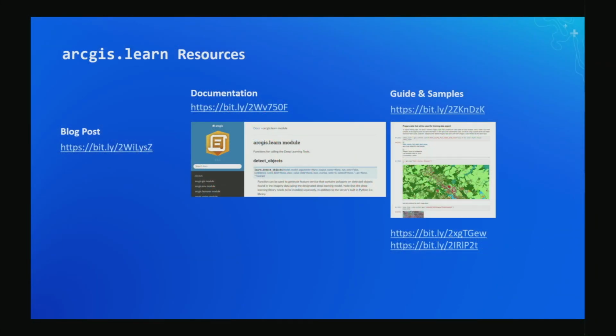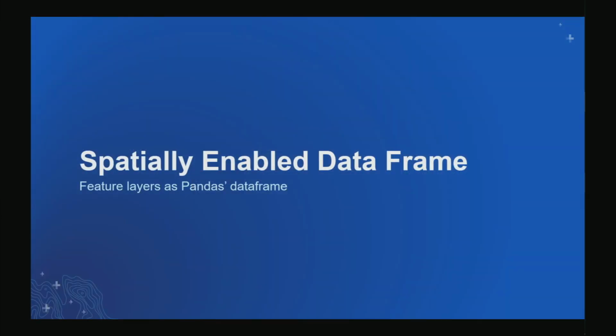So here are some resources. If you want to take a picture, this will help you get started with ArcGIS.learn. We've got a blog post, and on medium.com/GeoAI, that's where our deep learning blog posts are. A lot of examples that you can see there. And we've got some examples of how you can do pixel classification and object detection as well.